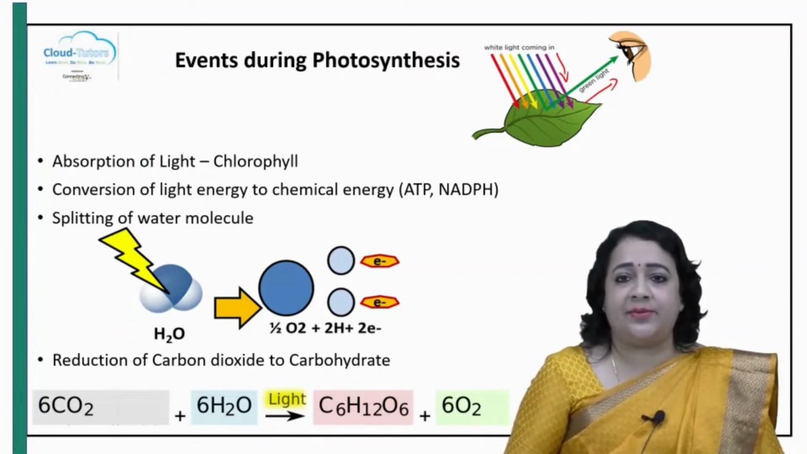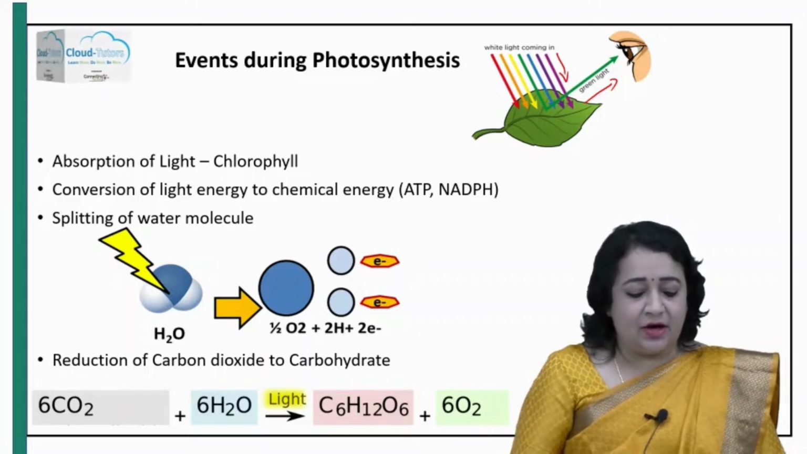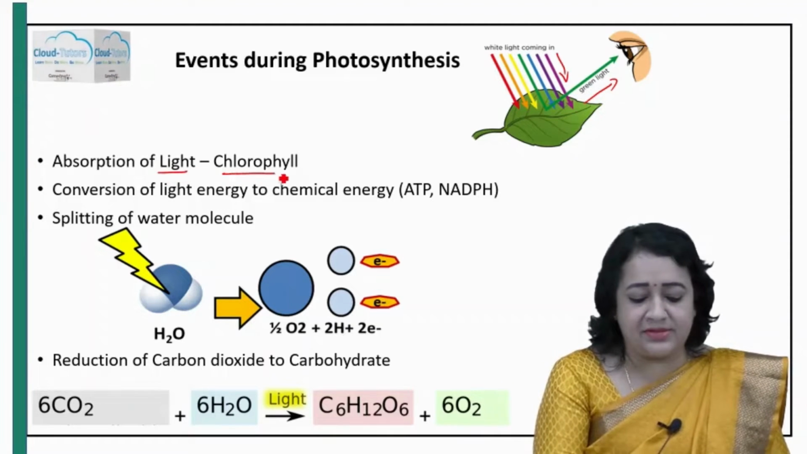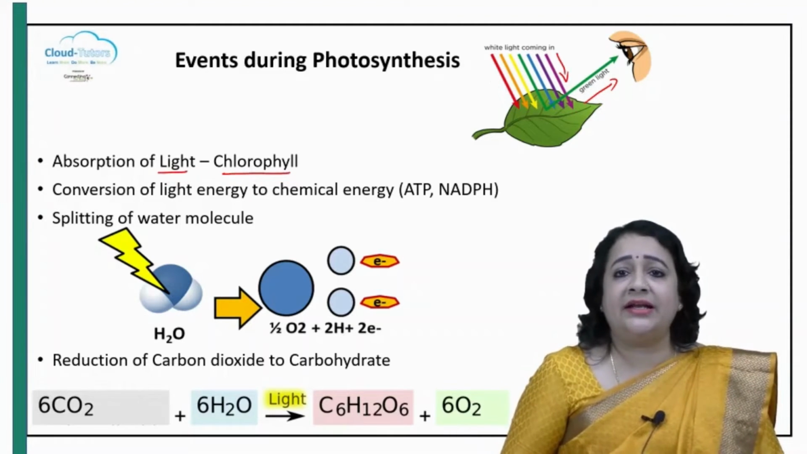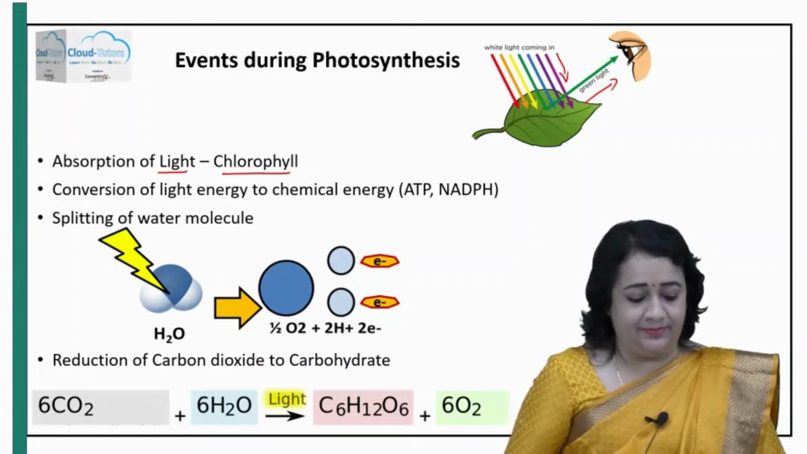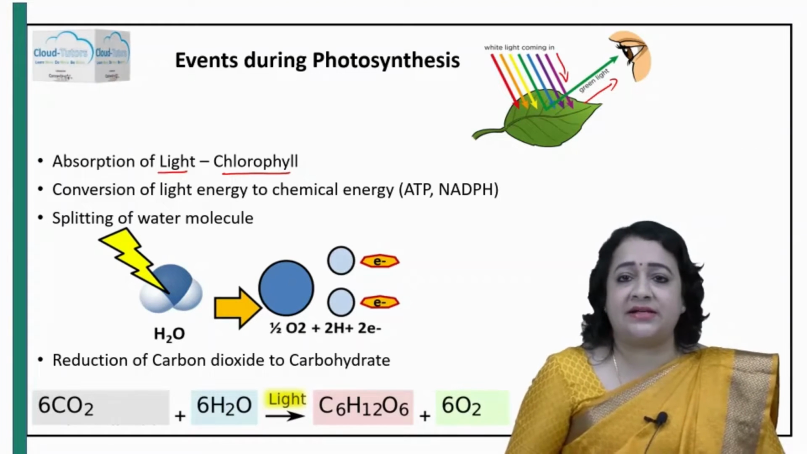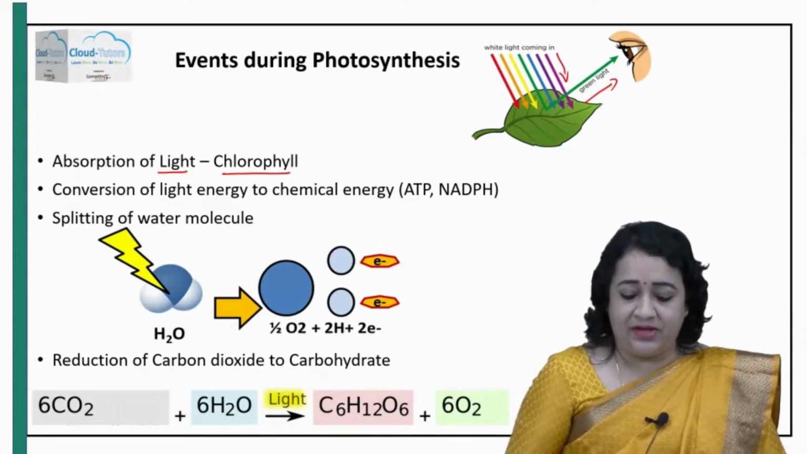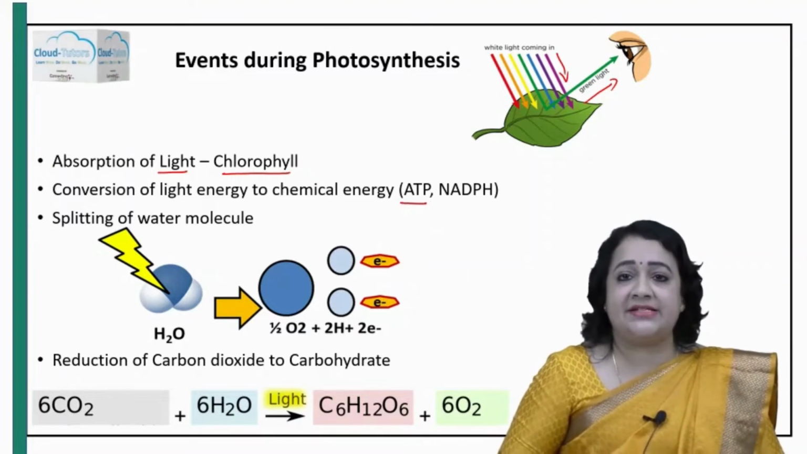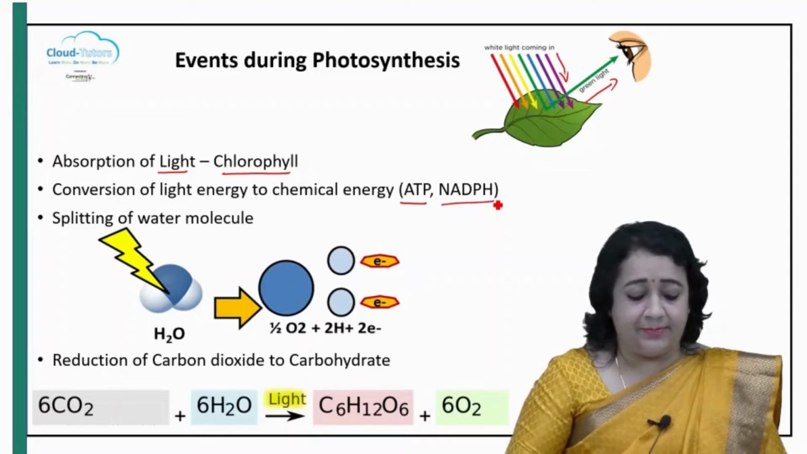The first step in photosynthesis is absorption of light. That happens with the help of the coloring pigment called chlorophyll. Next step is the conversion of light energy into chemical energy. Chemical energy, that is ATP and NADPH.